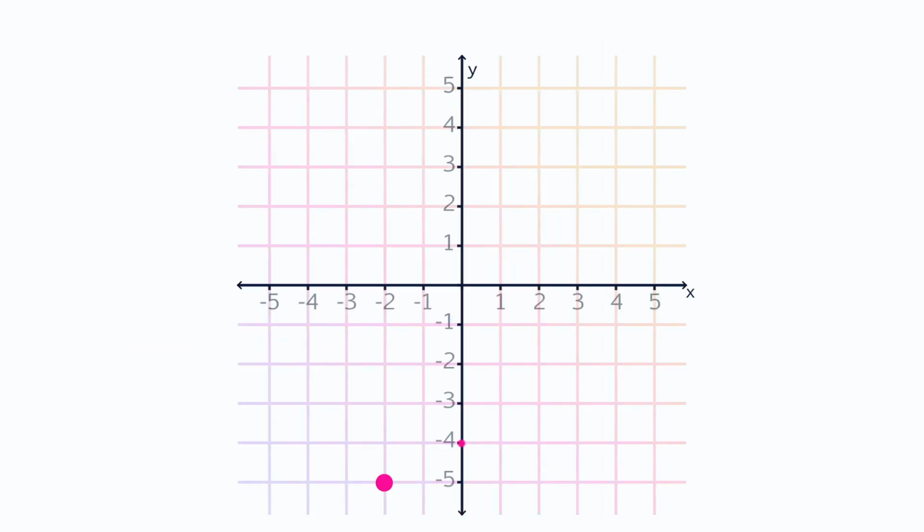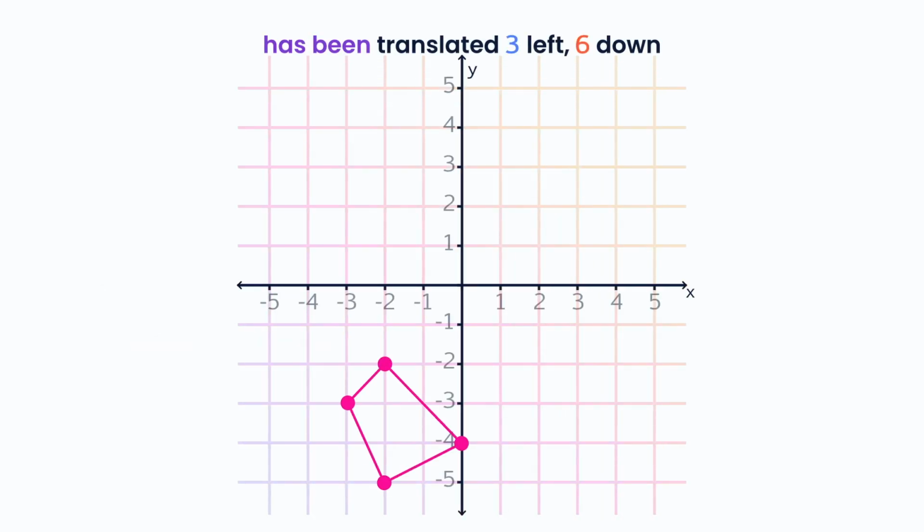This time you're told that this quadrilateral has been translated 3 units left and 6 units down. You're asked to draw the original quadrilateral. Like before, you do so by reversing the translation. You move the translated quadrilateral back to its original position. The new quadrilateral is 3 units left and 6 units down. So the original is 3 units right and 6 units up.